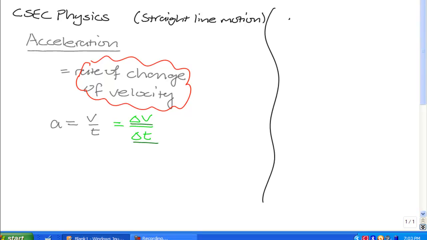Let me give you another example. A car with an initial velocity, which we call v initial, of 20 meters per second accelerates to a final velocity, v final, of 40 meters per second in 2 seconds. Calculate the acceleration of the car. Let me give you a little while to write down this question. You can pause the video.